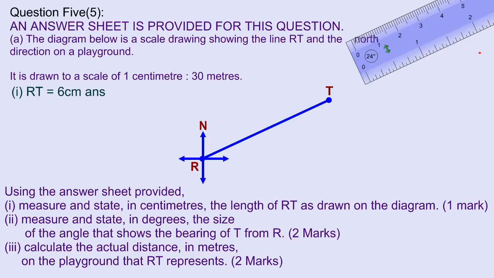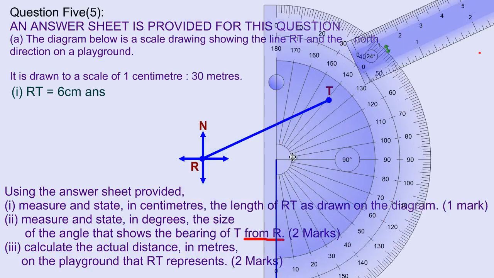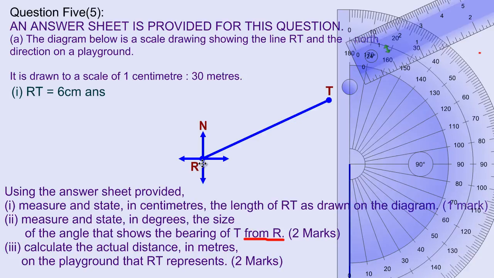Okay, now here, my friends, this is what I want to point out to you. Here we have the bearing of T from R. The letter that follows from is where you're going to position yourself when working with bearings. So since R follows from, I am going to place my protractor at the point R. Bearings are measured from the north line. The north line is the reference line, or the 0 line. That's where we measure a bearing from.